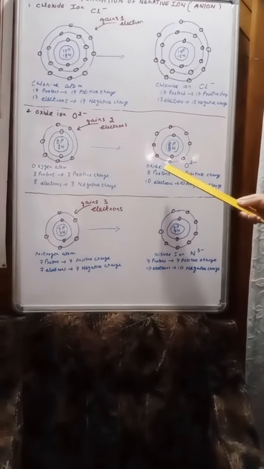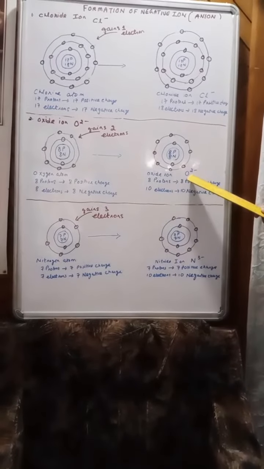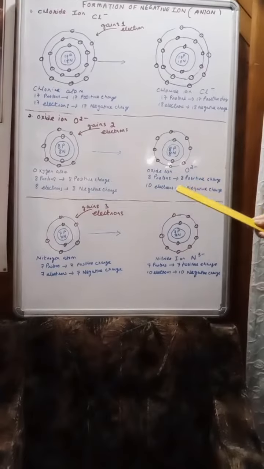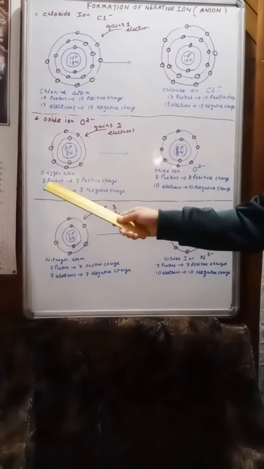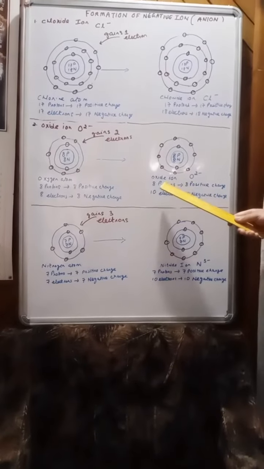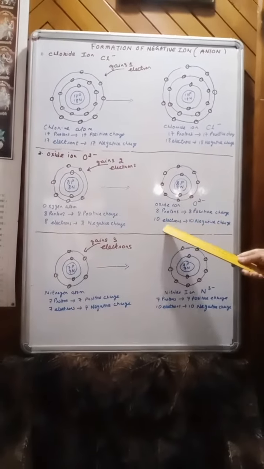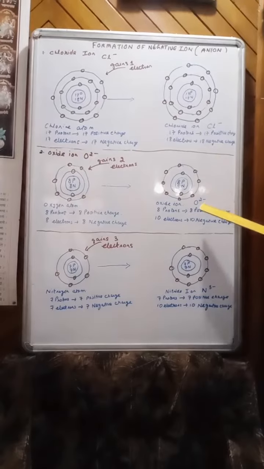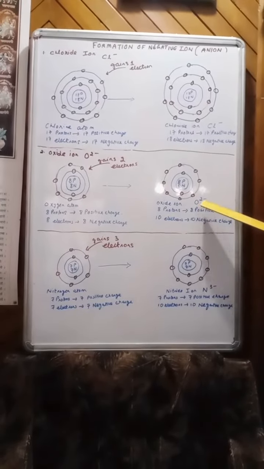Now again, why is this oxide ion written as O2 minus? The reason is that in the case of the oxygen atom, if you compare protons and electrons, they are equal. But in the case of the oxide ion, if you compare protons and electrons, the number of electrons is more. By how much? By 2. That's why it is written as O2 minus.